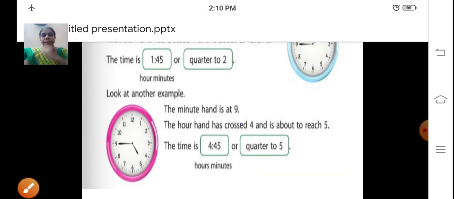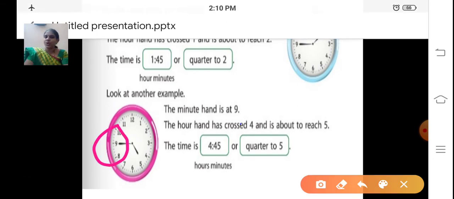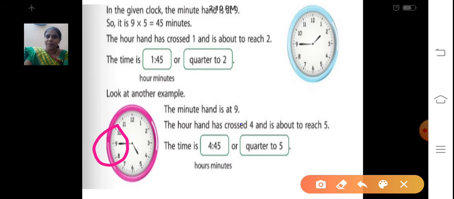We'll see one more example now. Just see this second example. Here, same way, just see where the minute hand is. It is also at 9, isn't it? So you all know how many minutes now? 45 minutes. Now first we'll write the time. Just tell me where the hour hand is. Yes, it has crossed 4 fully, right?